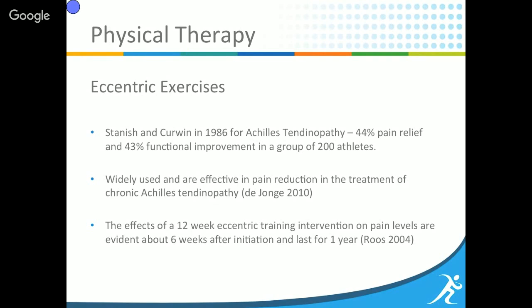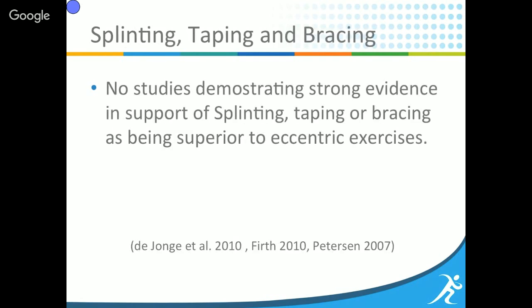In addition, one study has shown that using eccentric exercises decreased pain for 6 weeks and lasts for about a year without any other intervention. Now, grouped with physical therapy are splinting, taping, and bracing. Currently, there are no studies demonstrating strong evidence in support of splinting, taping, or bracing as being superior to eccentric exercises. That being said, a lot of people are doing them in combination. I really couldn't find any studies looking at them in combination with eccentric exercises. But from my point of view, if they find it beneficial where they use K-tape, splinting, bracing in addition to their eccentric exercise, I say more power to them. I'm not going to stop them from doing it.